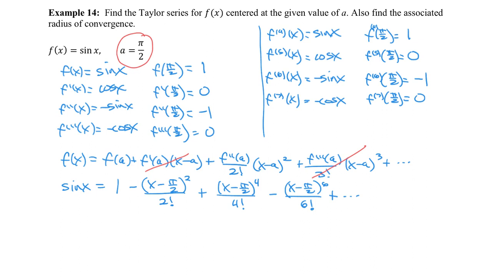And then if we wanted sigma notation, we could also write that. So sine of x is equal to the sum from n equals 0 to infinity. Notice it's an alternating series, so we're going to have negative 1 to the n. And then the denominators are all even factorials, so it's going to be 2n factorial. And then we have x minus pi over 2, and these powers are all even, so it's 2n, right? So this would be the sigma notation.